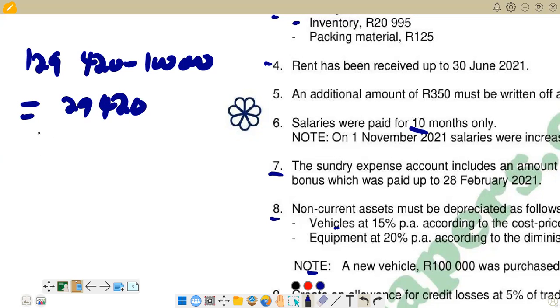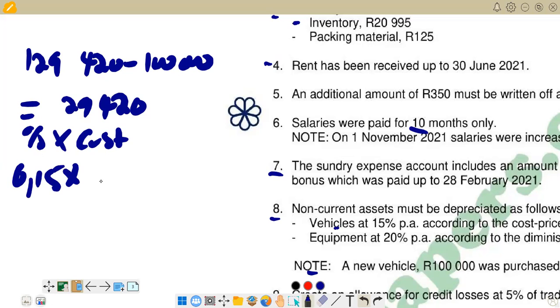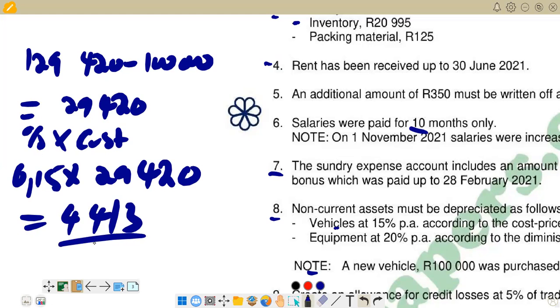So this one now, we use the formula. Remember the straight line method, we say percentage times cost. So the percentage that you are given for vehicles is 15%, which is 0.15. Then we multiply by 29,420. So the figure that you are going to get there represents the depreciation for the one that stayed for the whole year. So we're not going to apportion it in terms of the number of months, because it stayed 12 months. So you calculate it there, you're going to get 4,413. So this is the one that stayed for the whole year. So you're going to take it as it is.